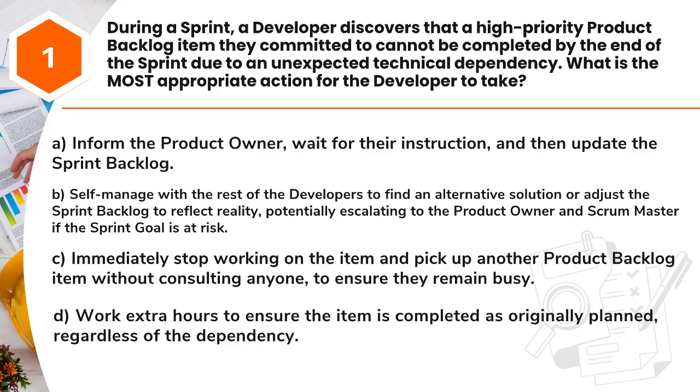A. Inform the product owner, wait for their instruction, and then update the sprint backlog. B. Self-manage with the rest of the developers to find an alternative solution or adjust the sprint backlog to reflect reality, potentially escalating to the product owner and Scrum Master if the sprint goal is at risk. C. Immediately stop working on the item and pick up another product backlog item without consulting anyone, to ensure they remain busy. D. Work extra hours to ensure the item is completed as originally planned, regardless of the dependency.